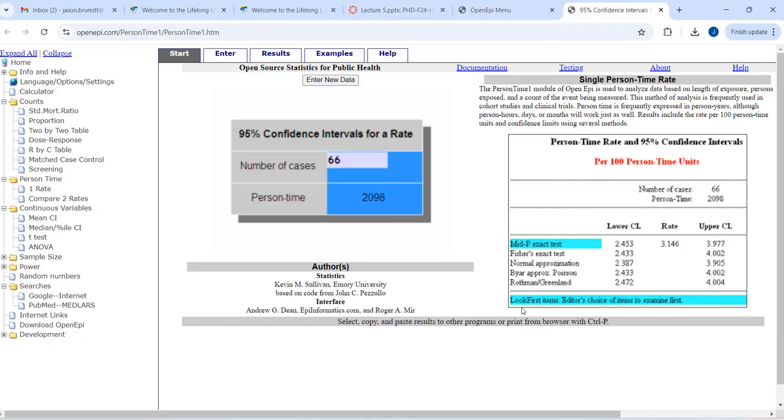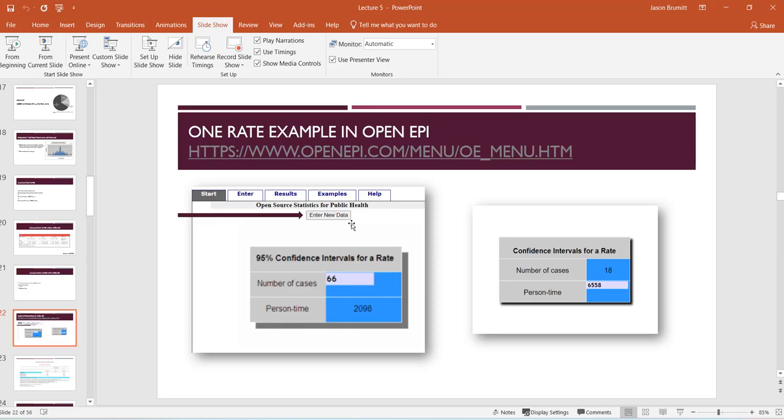What you should be doing right now, probably the best way to do this, is to have the screencast up and rolling, and at the same time have your PowerPoint up. I'm going to bounce back and forth between the two. So let me go to the PowerPoint here. I know I have a bunch up there because I've been working on a lot of different things today. So what you'll do is you'll click Enter New Data, and then we're going to put in these numbers here. Number of cases, 18, and person time, 6558.